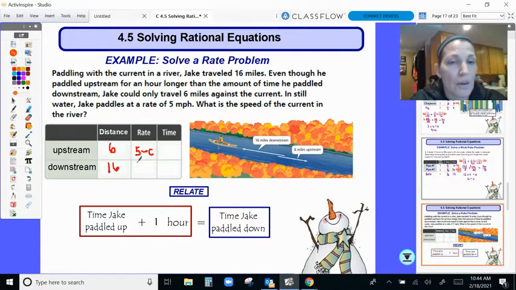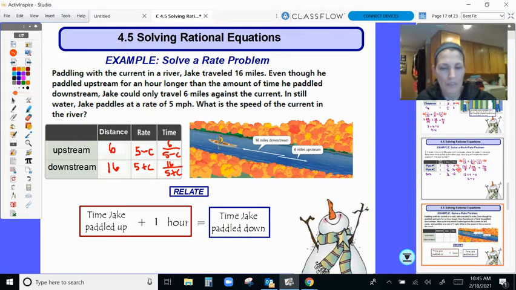Downstream, I can go 5 miles per hour plus whatever the current's giving me. It might be giving me 2 more miles per hour, so 7, or it might be giving me 8 miles per hour. I don't know. Okay. So now my distance equals rate times time, so my time is going to be distance divided by my rate. So 6 over 5 minus C, and 16 over 5 plus C. Okay.